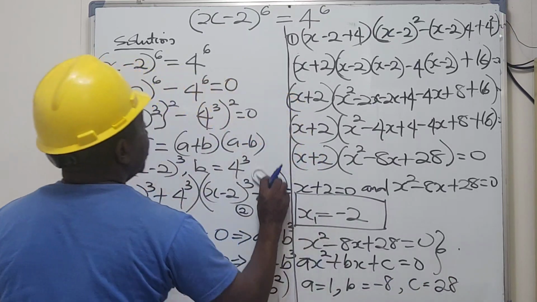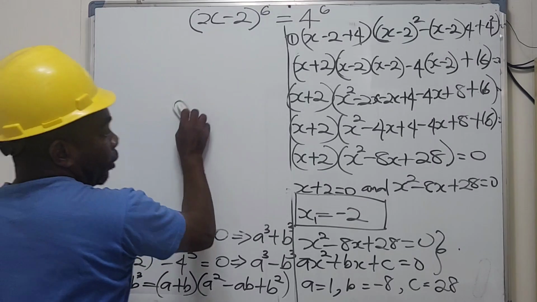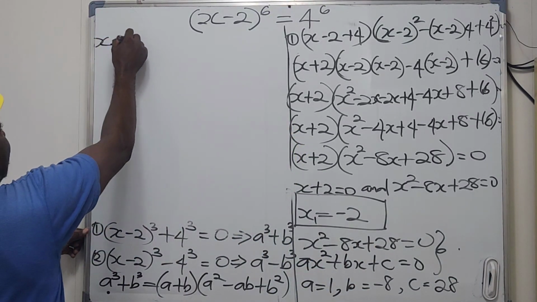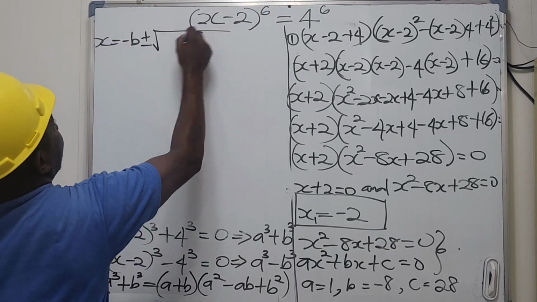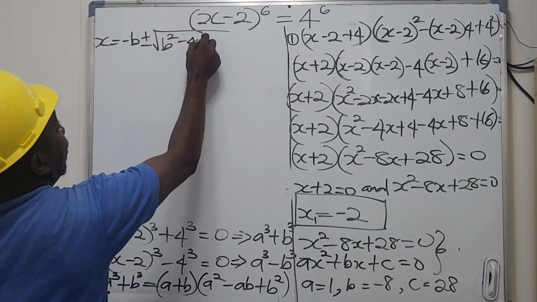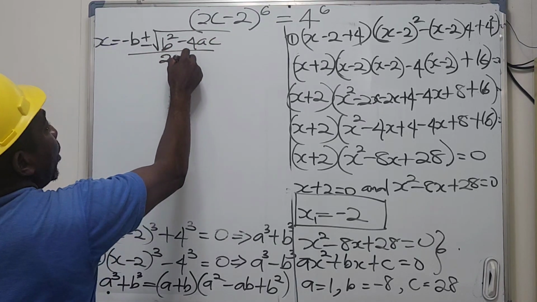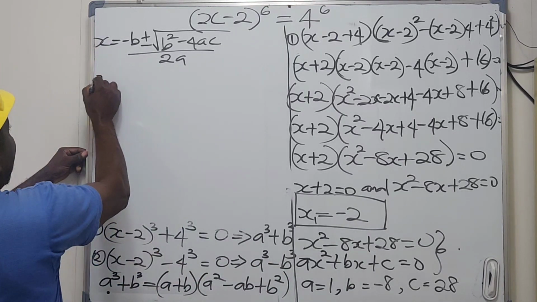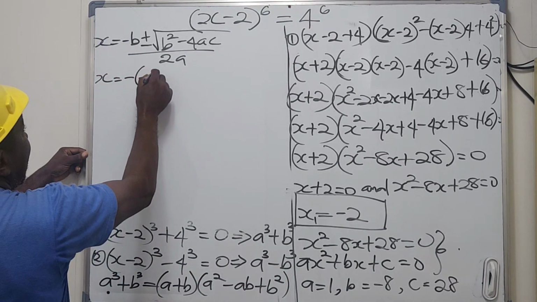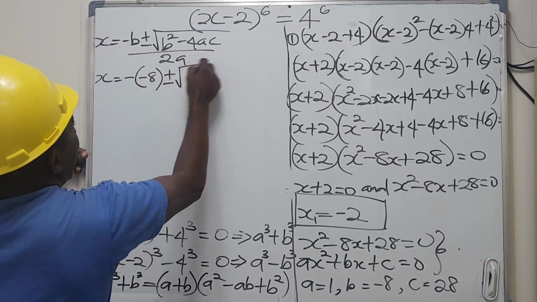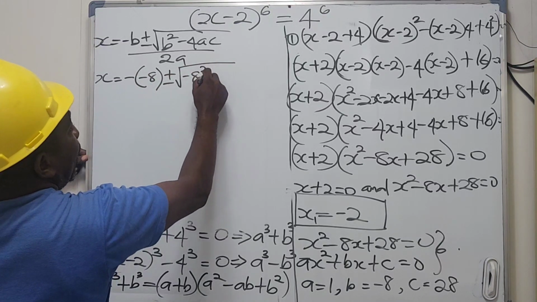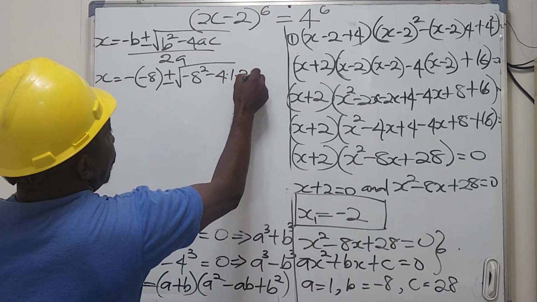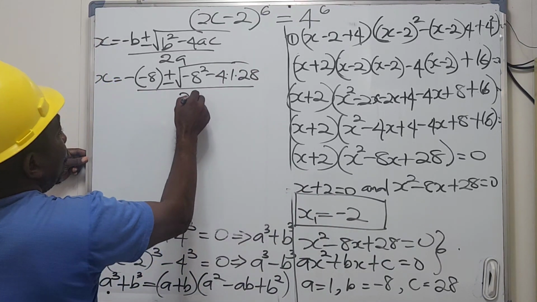So we are going to substitute that into the quadratic formula, where we have the value of x in the quadratic formula as minus b plus or minus square root of b to the power of 2 minus 4ac all over 2a. Substituting this parameter into this formula, we have the value of x equals to minus into minus 8 plus or minus square root of minus 8 to the power of 2 minus 4 times 1 times our c is 28 all over 2 times 1.